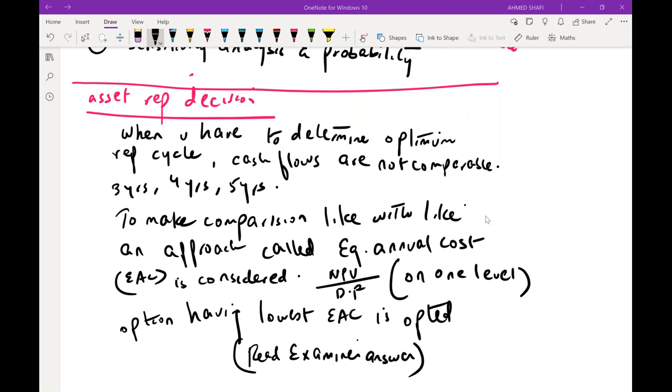Yes, Assam, it is allowed. And Amir, I have told in the past as well that I will share these files. No need to worry regarding that. So Ahmed Mishal, discount factor and annuity factor, there is no difference in that apart from similar cash flows and uneven cash flows. There is no difference.